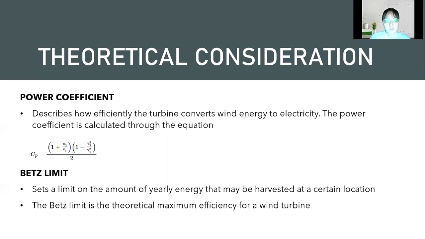Next is the Betz limit, which is a limit on the amount of yearly energy that may be harvested at a certain location. Even if a hypothetical wind blew continuously for a year, the energy contained in that year's wind could only be taken up to the Betz limit. Betz's law states that when air flows through a certain region and wind speed reduces due to energy loss from the turbine extraction, the airflow must disperse over a larger area. Therefore, any turbine's efficiency is limited to a maximum of 59.3% due to geometry.